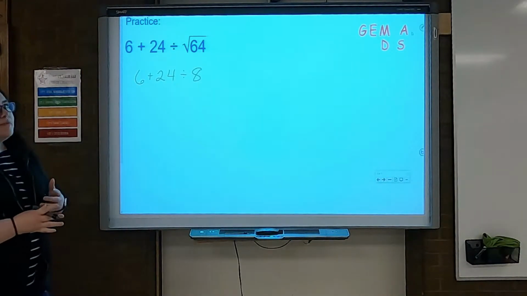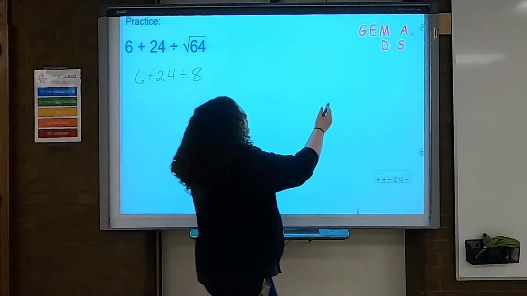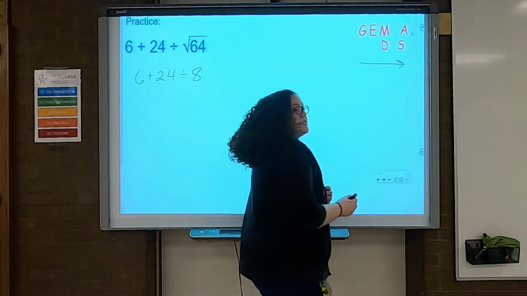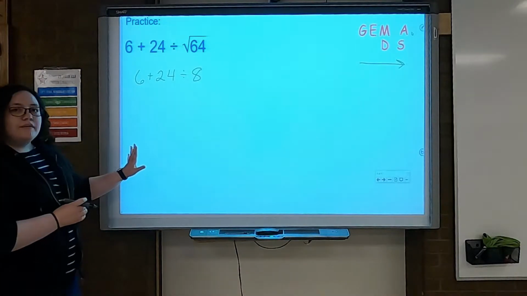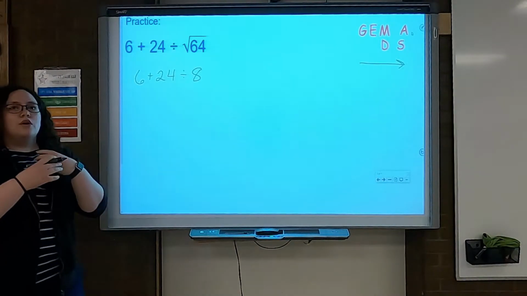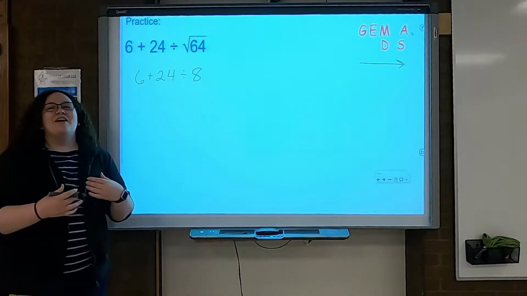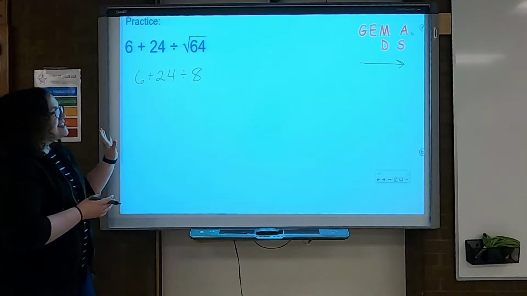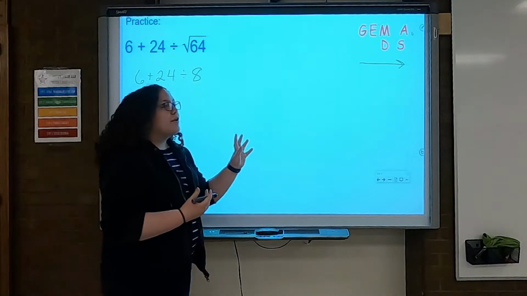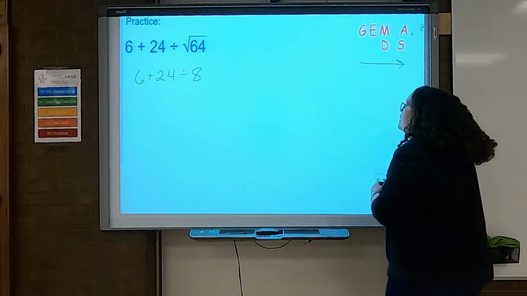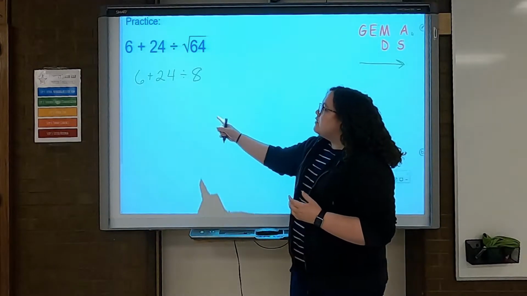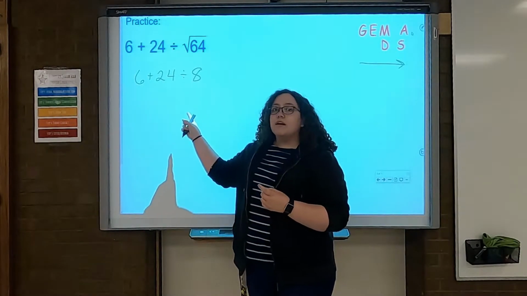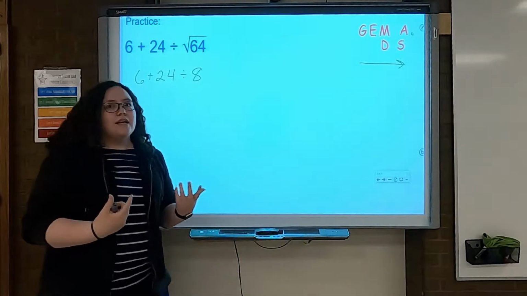Now, in order from left to right, oh wait, we're still working from GEMDAS. So let's start over. We don't have any more grouping symbols. We already took care of the radical. We don't have any exponents in this expression. So next we come across multiplication and division. Well, I only see one of those. I only see the division. So even though it's the second operation we have here, GEMDAS says it goes first.